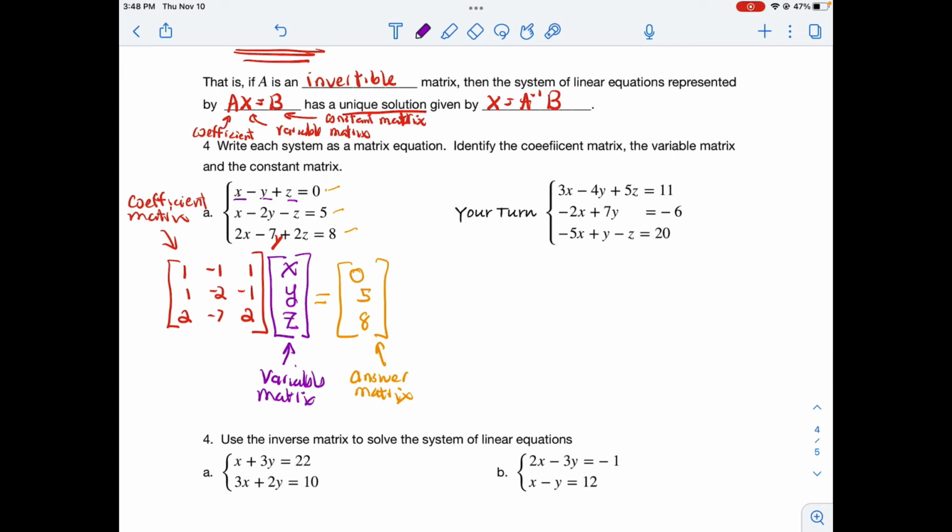So I want you to try this example. What would be our matrix equation for this system?